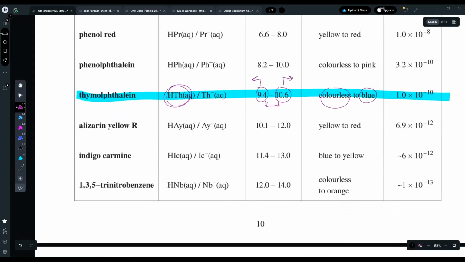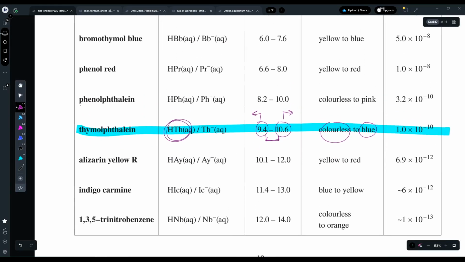Okay, same for something like phenolphthalein. The in-between color between colorless and pink is going to be light pink.